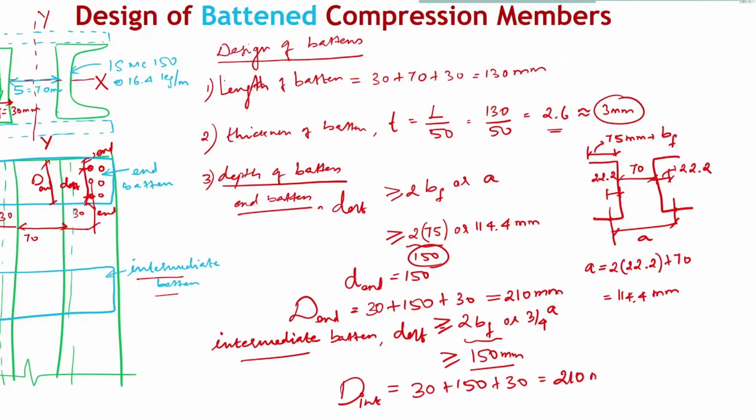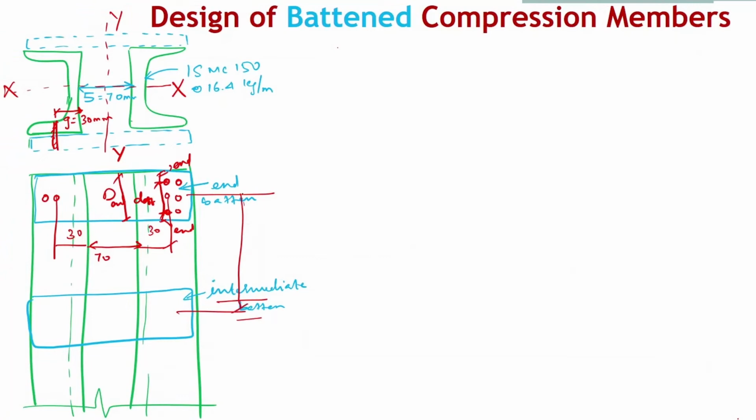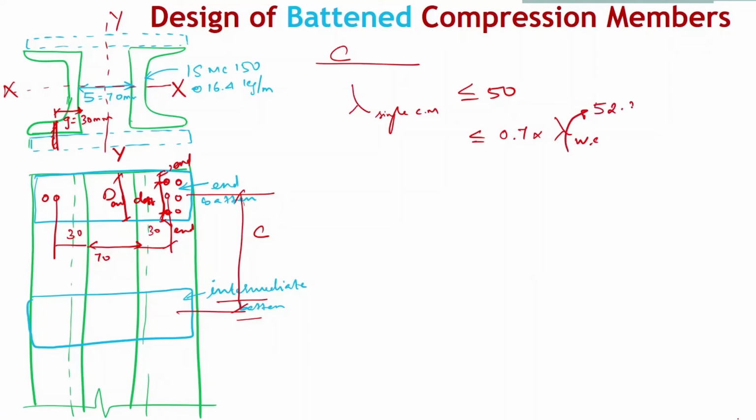which is 210 mm. Now we need to determine the spacing of the adjacent battens, spacing C. The spacing should be provided in such a way that the slenderness ratio of the single compression member should be less than or equal to 50 and also less than or equal to 0.7 times the slenderness ratio of the whole column. We have already calculated the slenderness ratio for the whole column as 52.37. So this is the slenderness ratio of a single compression member between two batten supports.